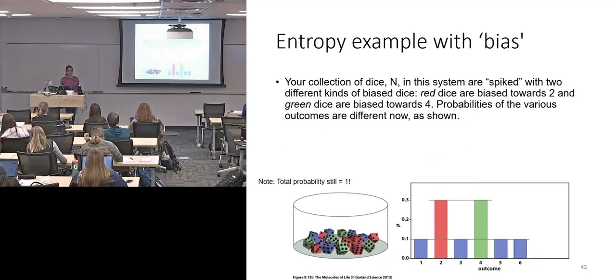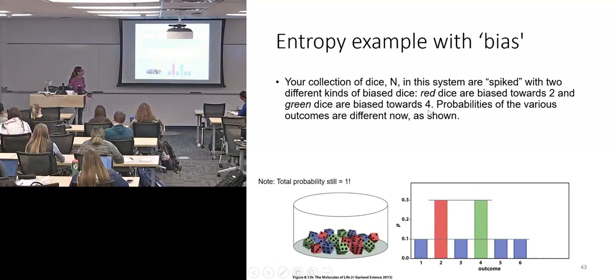So now we have a biased case, okay? You still have some n number of dice. I don't know how many I have, doesn't matter. And some of them are spiked in a way where I have red dice that are biased towards a 2, and I have some green dice that are biased towards a 4, and now there are these new probabilities of getting 1, 2, 3, 4, 5, or 6. These are the possible outcomes I can get, and they're no longer all equal to 1/6. But the probability of getting 1, 3, 5, and 6 is 0.1, whereas the probability of getting 2 or 4 is 0.3 now. Okay? Total probability still needs to equal 1 if you sum all of these up.